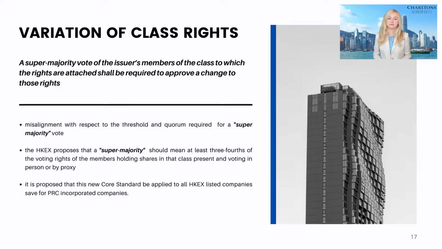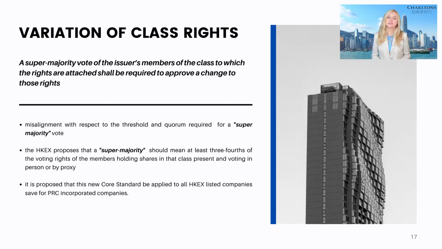The next core standard will require that variation of class rights will require the approval of a supermajority vote of the members of the class to which the rights apply. There is also currently a key shareholder protection standard, paragraph 34 of the Joint Policy Statement, which applies to companies incorporated in acceptable jurisdictions, grandfathered Greater China issuers, and non-Greater China issuers. However, there are inconsistencies with respect to the threshold required to vary class rights and the level of quorum required.